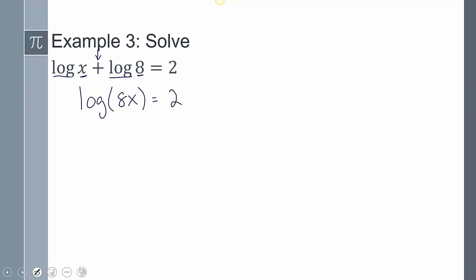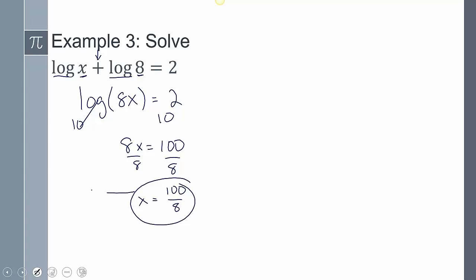Now that it is one logarithm, I can now convert it. So 8x equals 100. Divide both sides by 8. x equals 100 over 8. Now, if I were to plug that back in, am I going to get a negative inside? Am I going to get a zero inside? No, it's going to work.